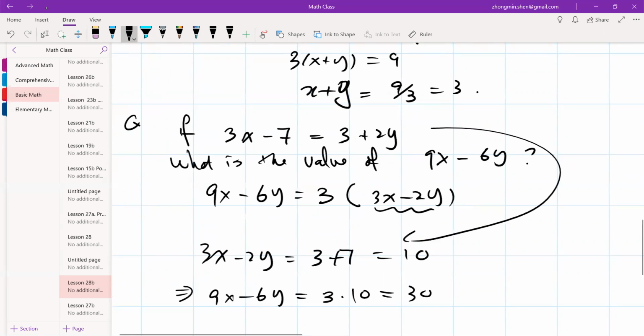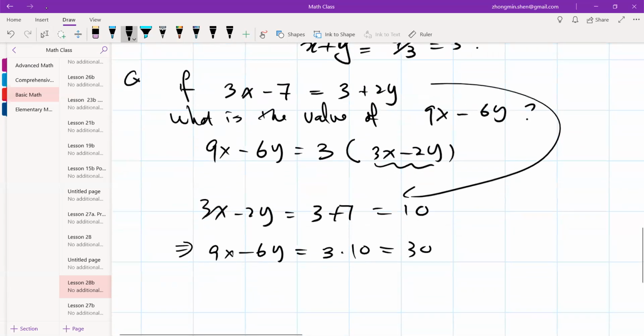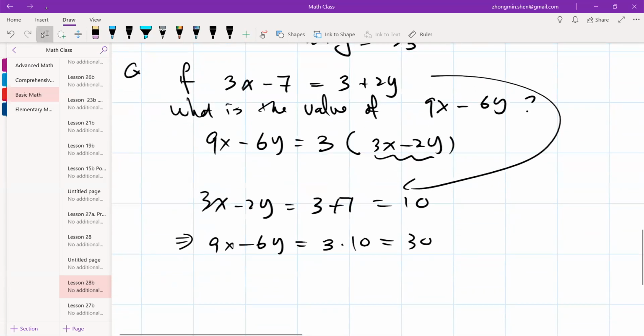Can you find x and y? No. But you're still able to find 9x minus 6y.